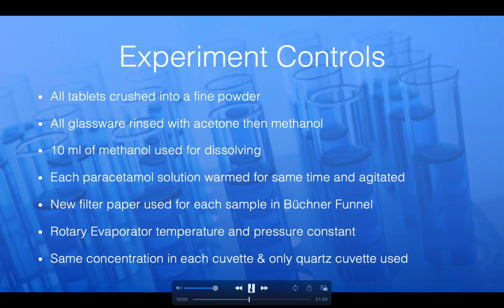I put many controls in place through my procedure to ensure a consistent and reliable method. You can read more about these in my final report. Here are just a few of the things that I did keep constant when analyzing each sample.